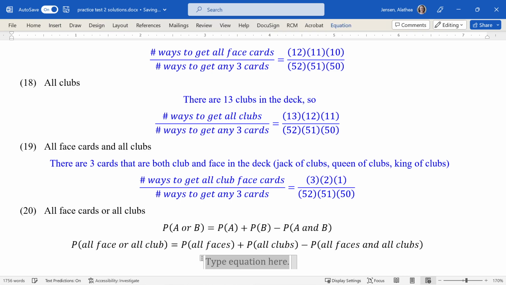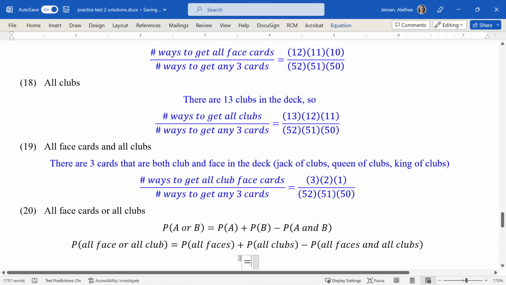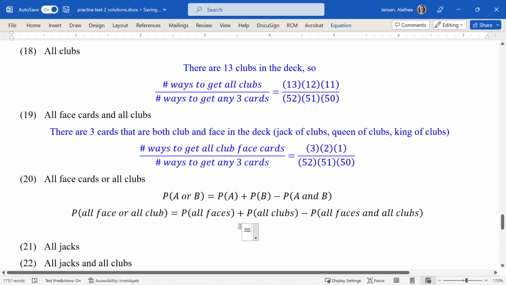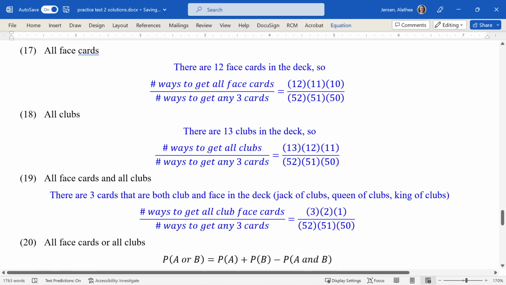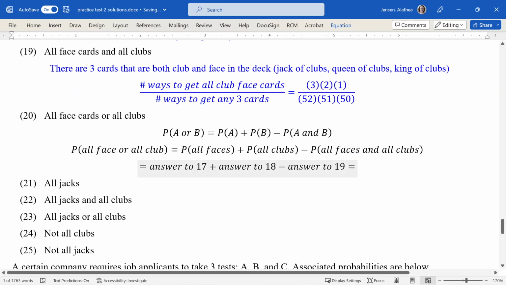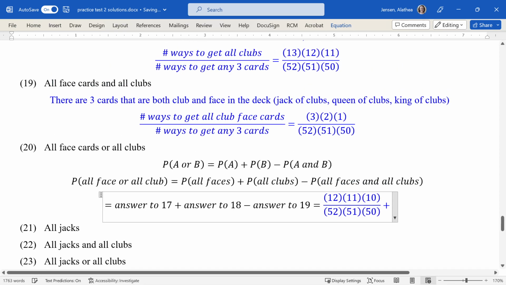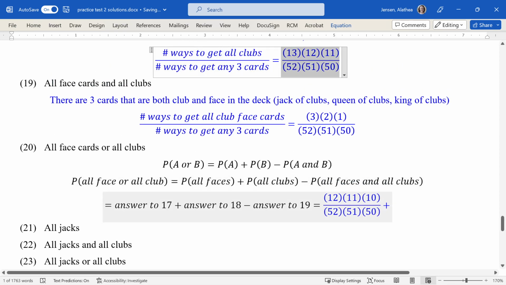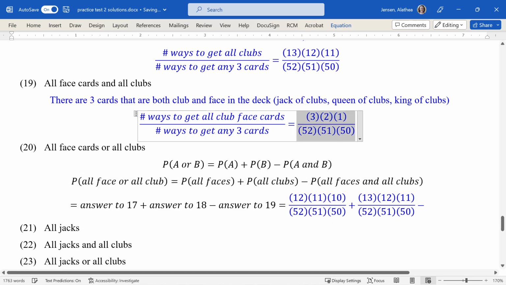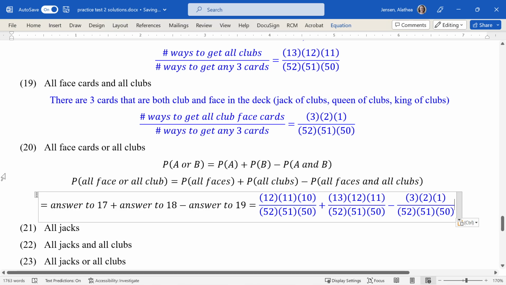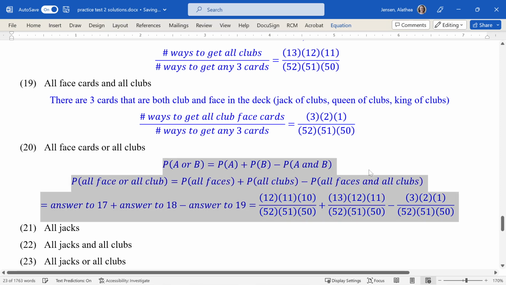All right, and so that is going to give me the answer to 17 plus the answer to 18 minus the answer to 19. I'll just go ahead and paste these in here. So there's that one, plus that one, minus that one. All right, and that is number 20.